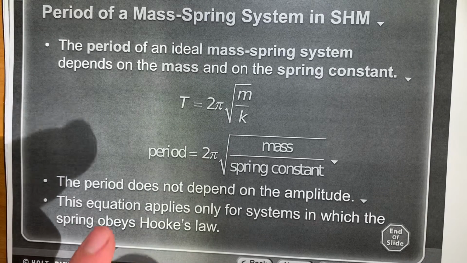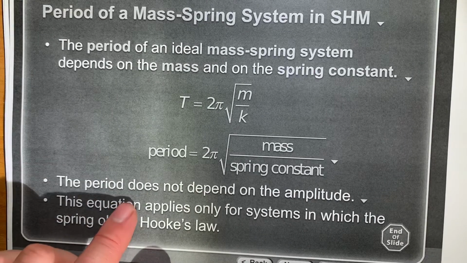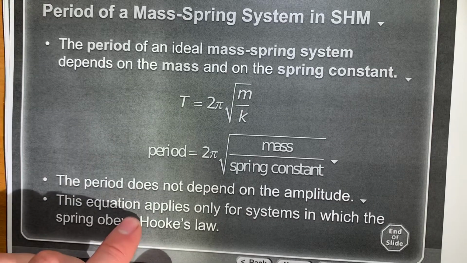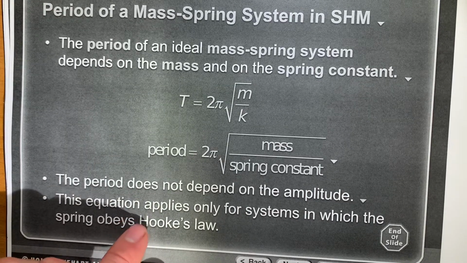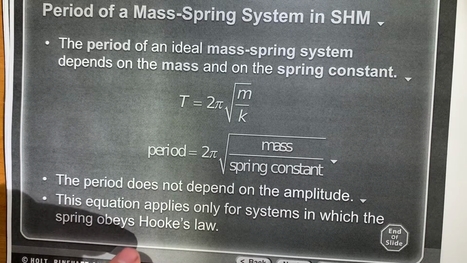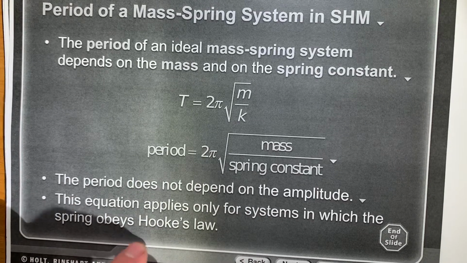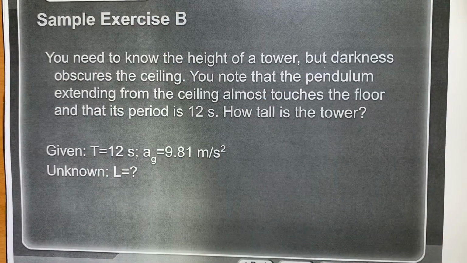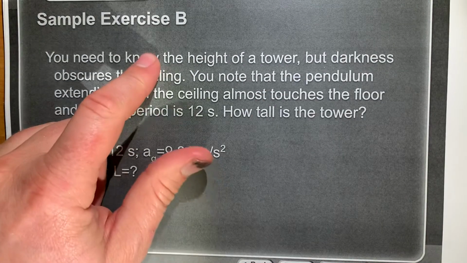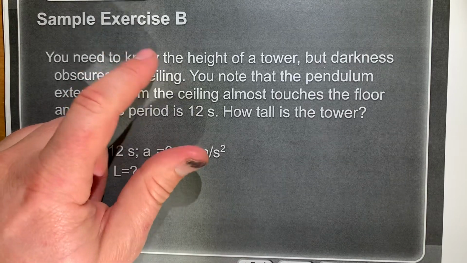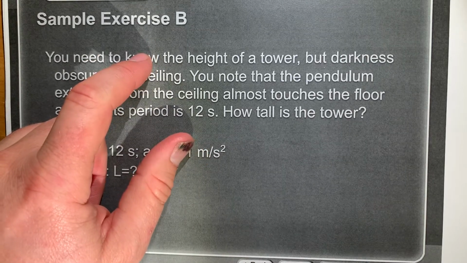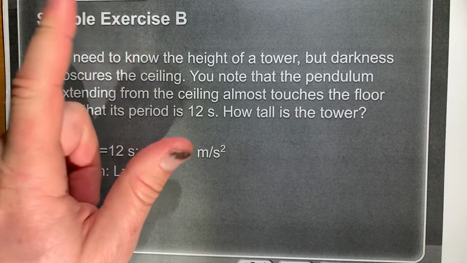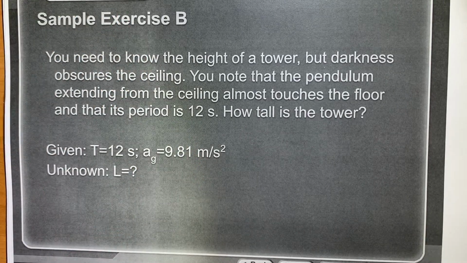For the mass spring system, the period does not depend on the amplitude, and this equation only applies for systems that obey Hooke's law. That is important. All right, so let's take a look at sample exercise B. This is what your first assignment is going to cover. Your next assignment will be over sample problem C. So let's get started with sample exercise B.